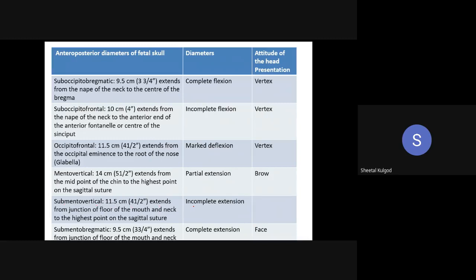The submentovertical is again 11.5 centimeters. It occurs in incomplete extension. Here again the presenting part will be in between the brow and the face. And then the submentobregmatic is about 9.5 centimeters, which is the engaging diameter of the skull in complete extension of the fetal head, and the presenting part will be the face.